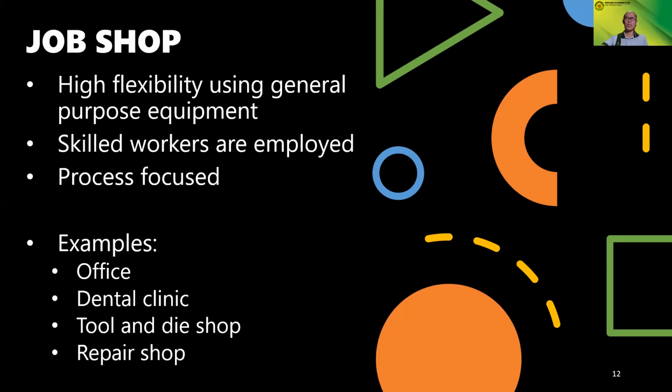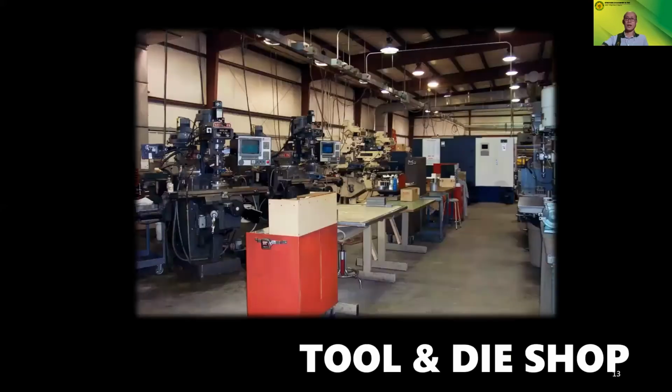Let us explore what a tool and die shop is. What is the tool and die industry? According to the Department of Trade and Industry, the tool and die industry uses general and specialized metal cutting technology to fabricate dies, molds, and toolings employed to convert raw material into a required shape.